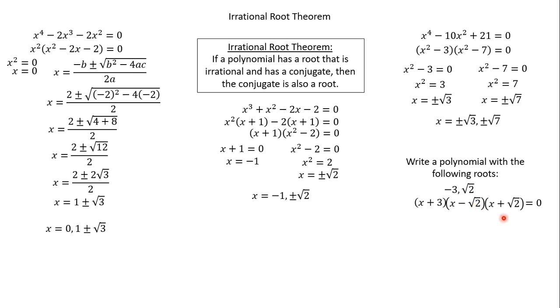You could leave it like that. Some people really feel the need to multiply these two things together, which is pretty easy. It's difference of squares. You can go ahead and do that to get x plus 3 times x squared minus 2 equals 0. You don't have to multiply it all the way out, though, especially if you have like 5, 7 things multiplied together. Just leave them as factors. That's fine.